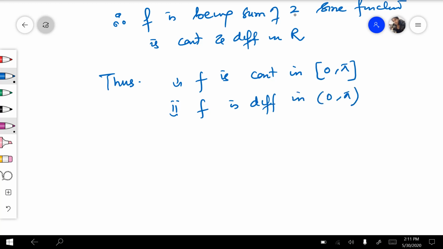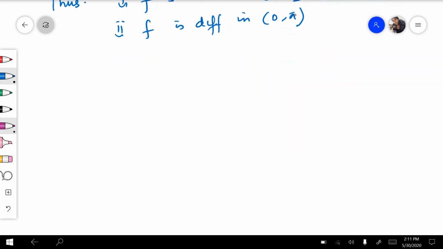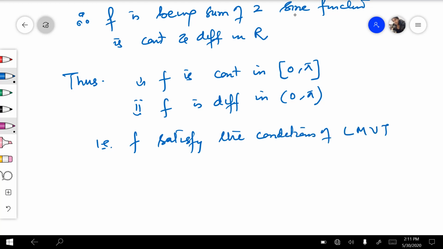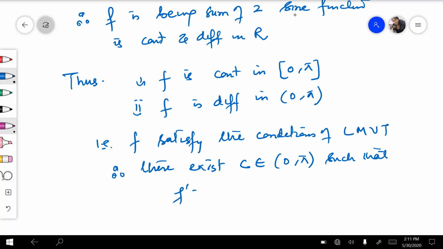f continuous है, f differentiable है, that means जितना भी दोनों conditions जो mean value theorem की satisfy हो जाएंगे, that is f satisfies the conditions of LMVT. Therefore, there exists C belongs to 0 to pi such that f dash C is equal to f of b minus f of a upon b minus a.